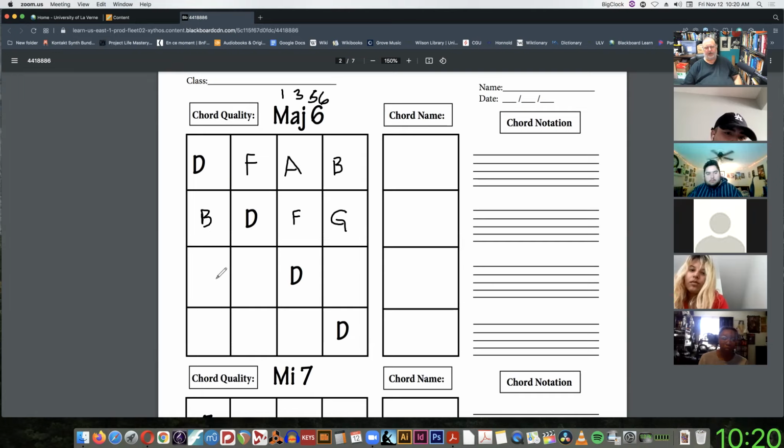So we go G, B, D, E. And we can also go to the 5th and go up a whole step, right? Now here's the tricky one, right? Because that's already the 6th, right? These numbers aren't staying.